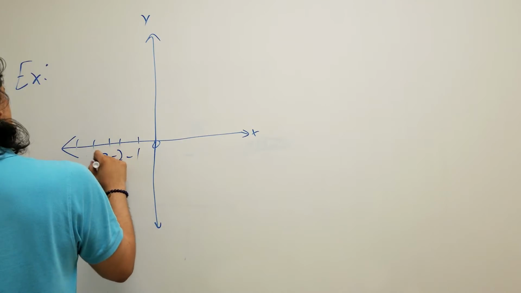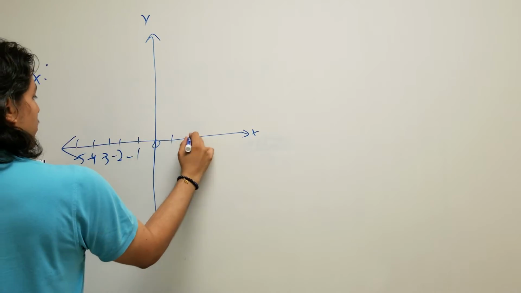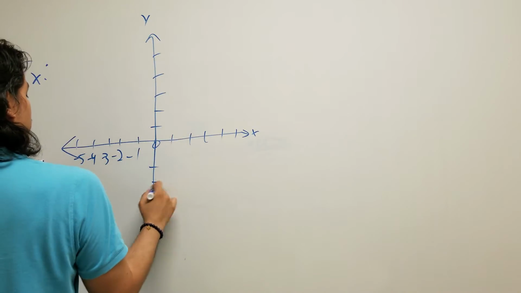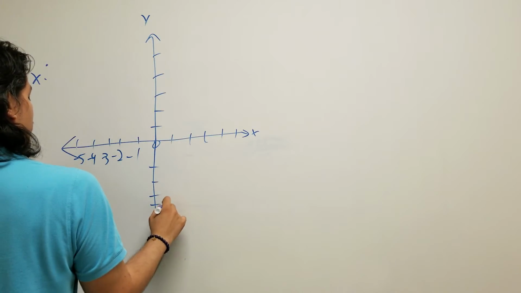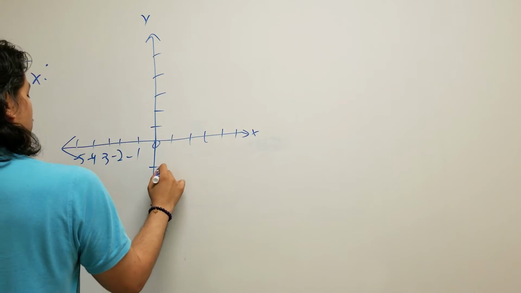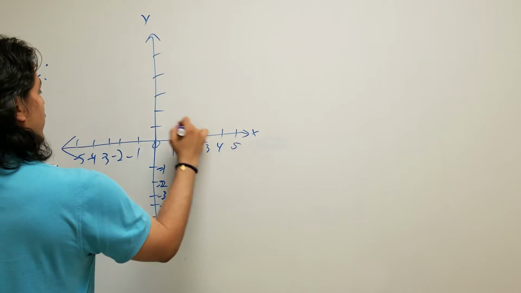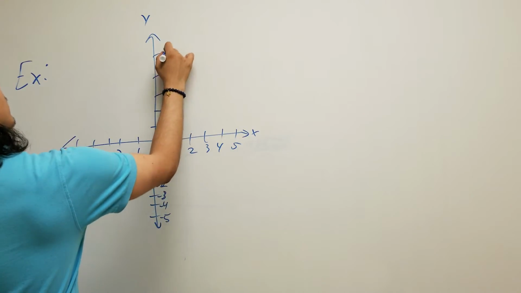-1, -2, -3, -4, -5, 1, 2, 3, 4, 5, 5, 1, 2, 3, 4, 5. 2, 3, 1, 2, 3, 4, 5, 1, 2, 3, 5.